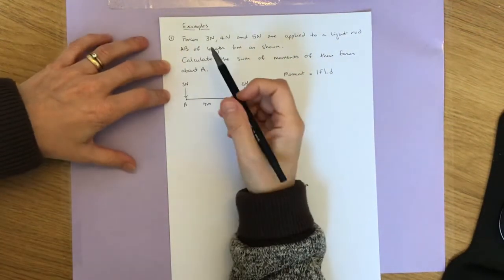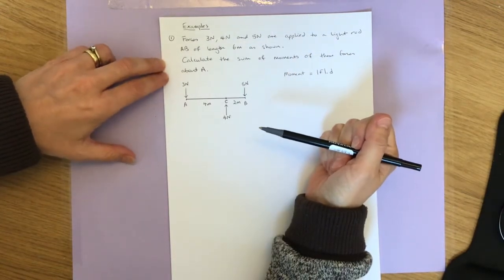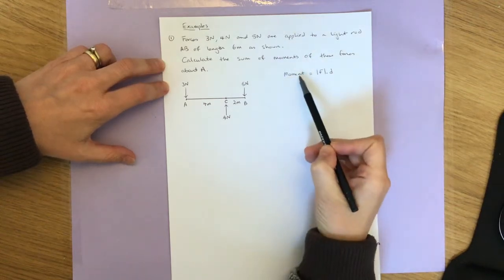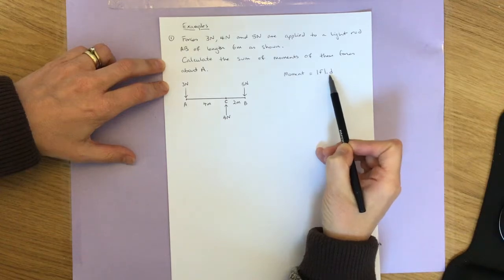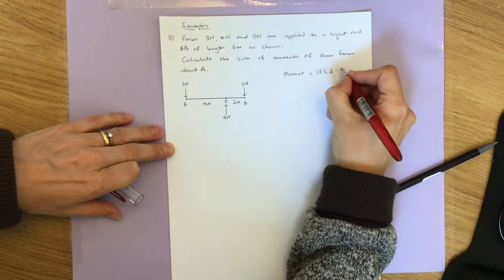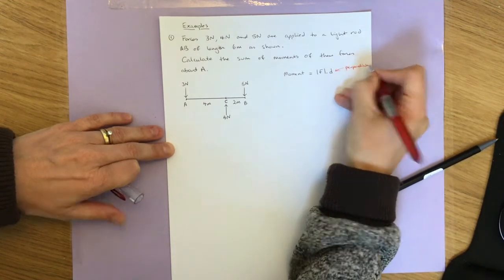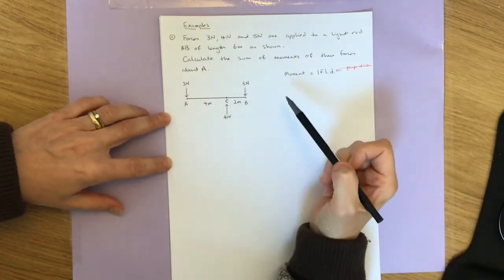Hi everyone, so we're going to do a couple of introductory examples on moments, and hopefully you've had a chance to have a little read of the introductory notes. So you will have seen that the moment of a force is the magnitude of the force times the distance, and the distance must be the perpendicular distance to the line of action of the force. Okay, so that's really important that you get that straight in your head straight away. And we're going to go through a couple of examples.